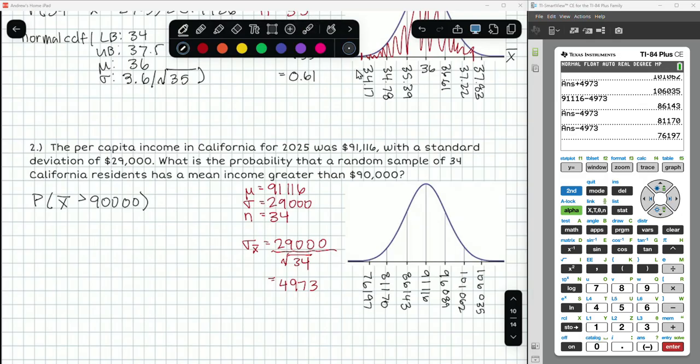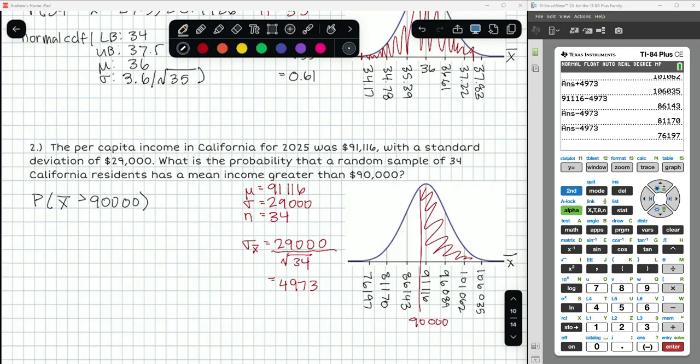Alright, so I've got my axis labeled with my standard deviation. And I'm going to mark my area of interest. So I want greater than 90,000. 90,000 is just a little bit below the mean, but within 1 standard deviation. And I want greater than, so I want this side of the curve, and I can already tell by looking it's going to be just a little bit bigger than 50% or 0.5.